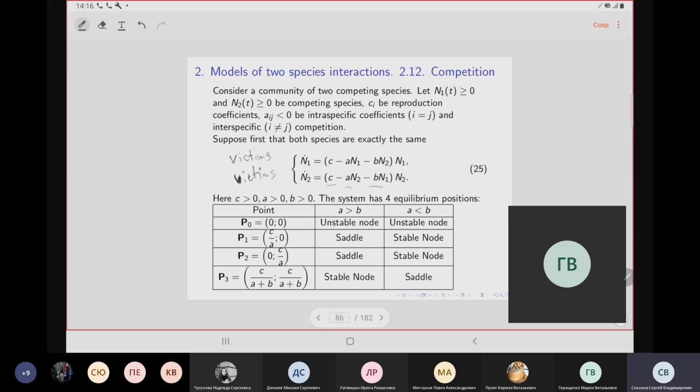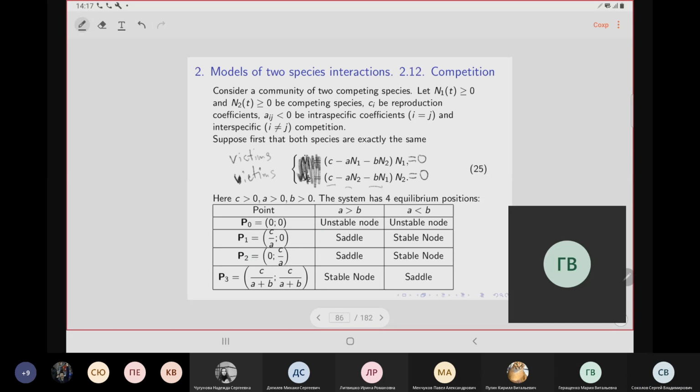The same analysis as in the previous case. We find the equilibriums. So we solve this equation. And we see that our system has 4 different non-negative solutions. There are 4 steady states. 0, 0, it's okay. So there is no species. C divided by A, 0, and 0, C divided by A.